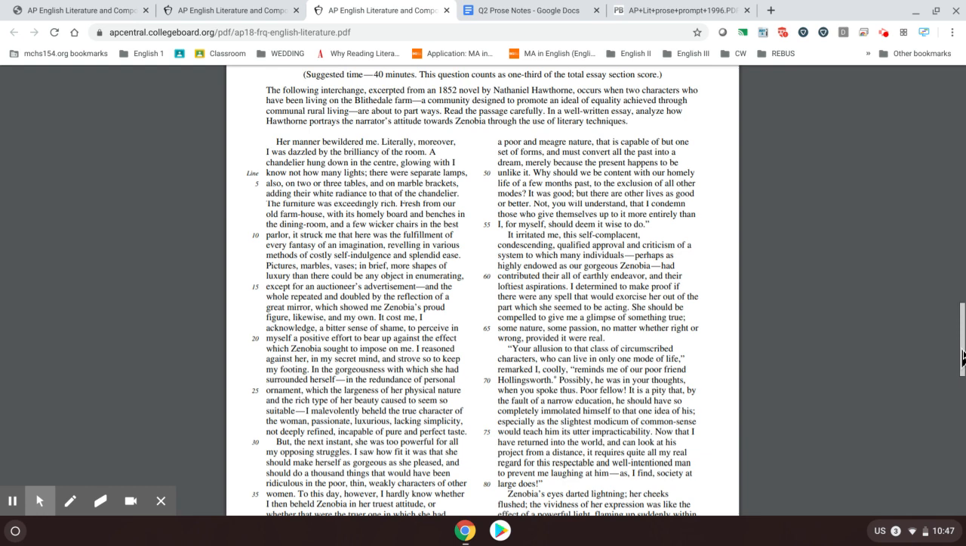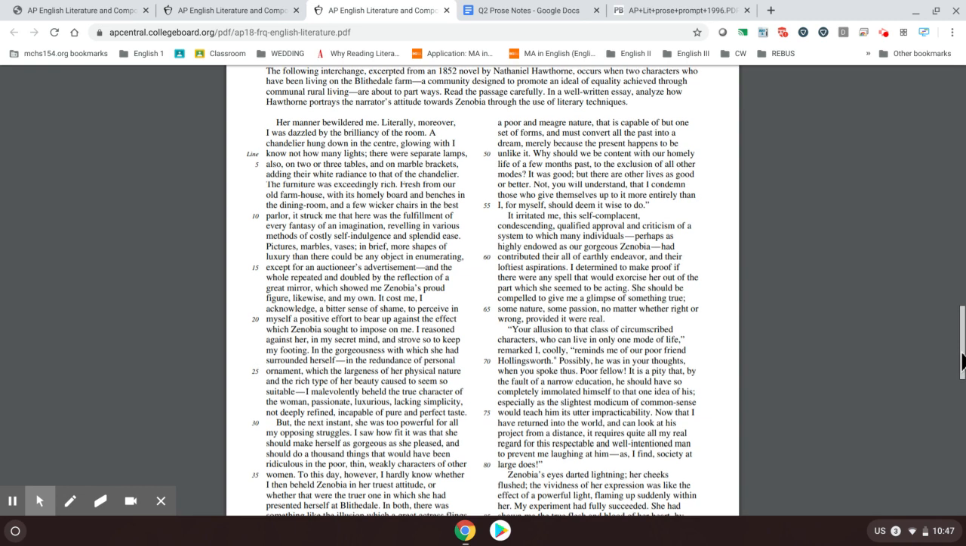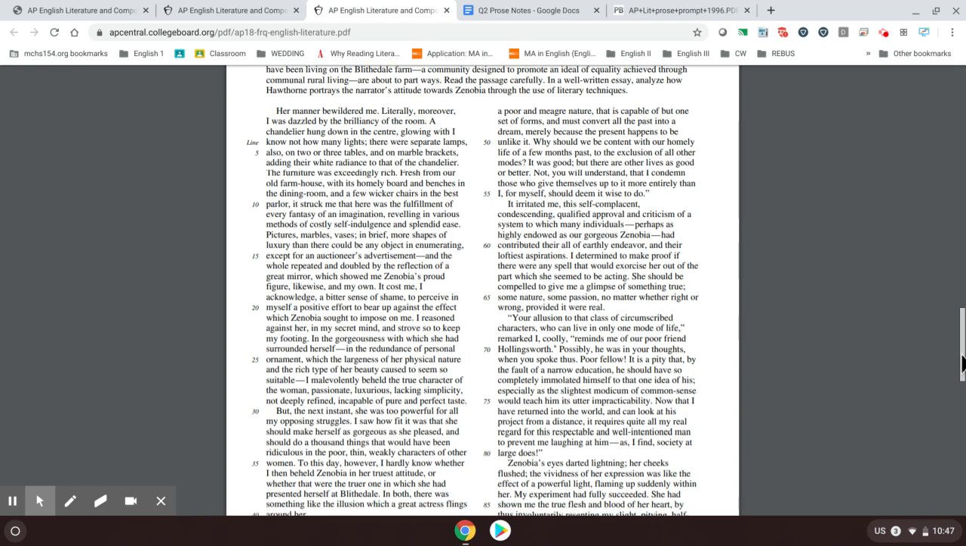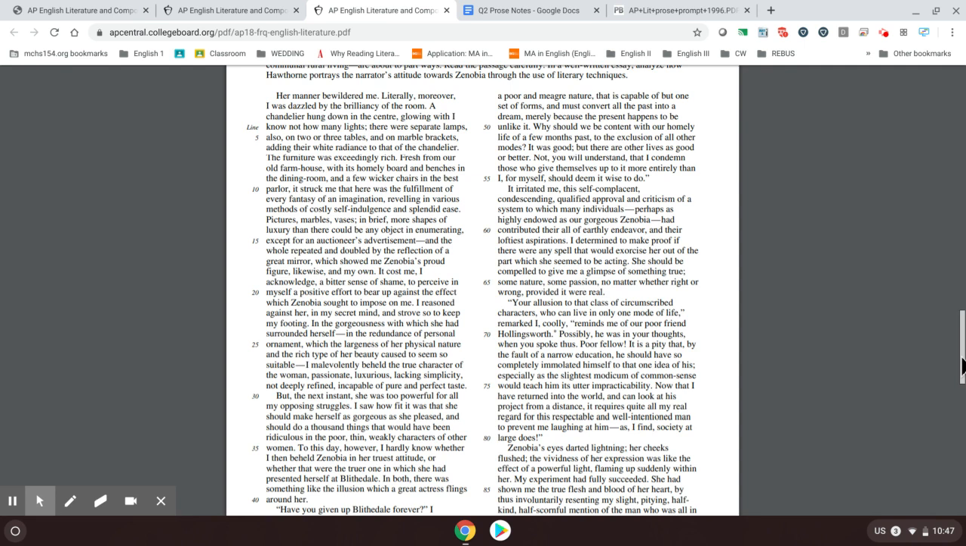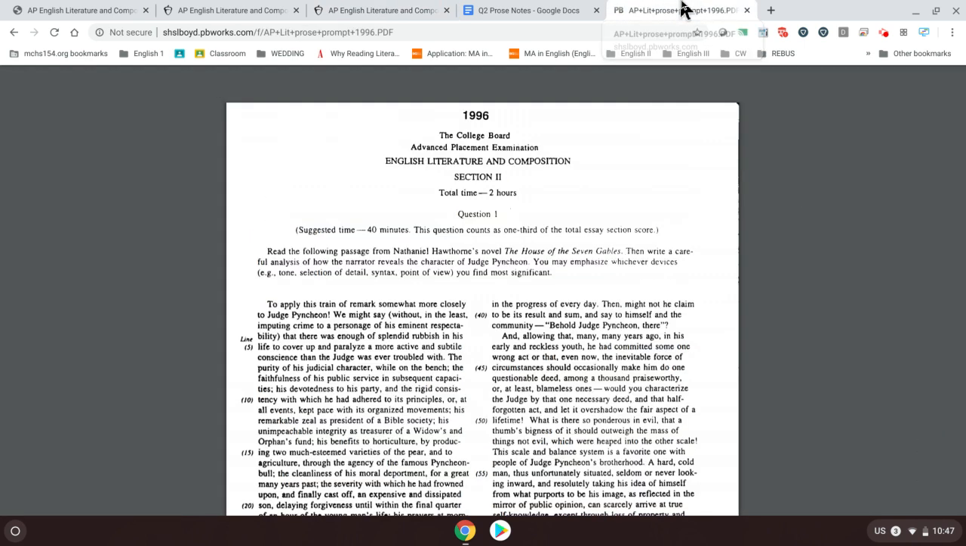We understand the prompt is asking us to interpret what is the narrator's tone. And you can probably pick up, even if you just skim this, that his tone changes or his attitude changes. So the way that he feels about Zenobia initially is not the same way he feels by the end. So that gives us now how we can go about writing our thesis statement.